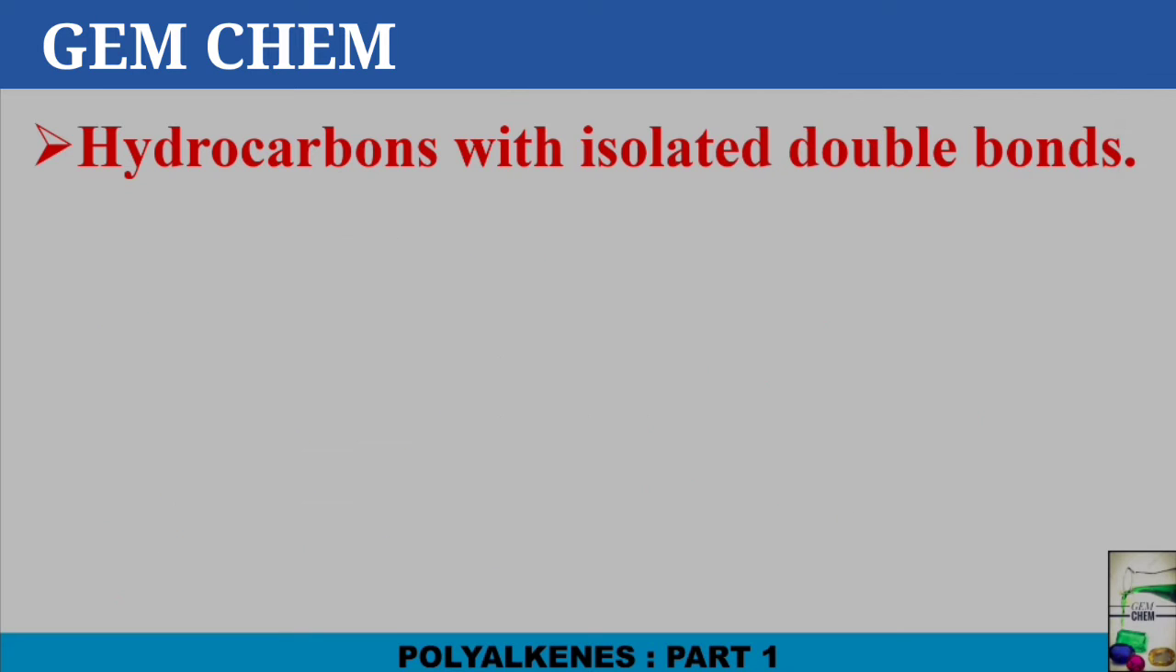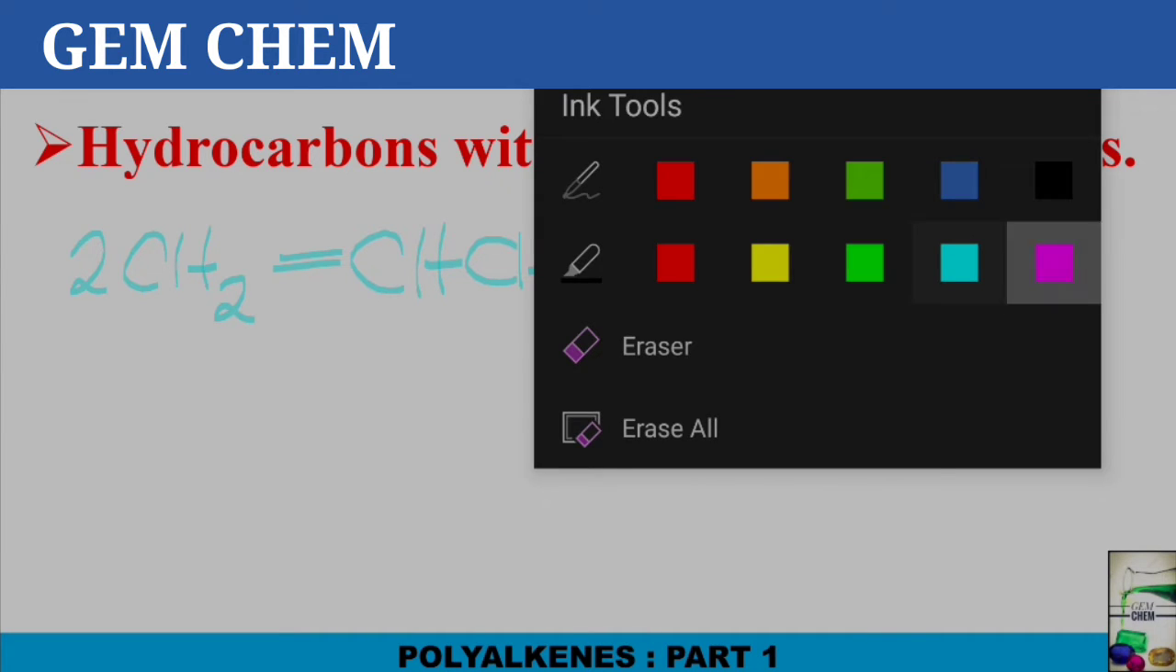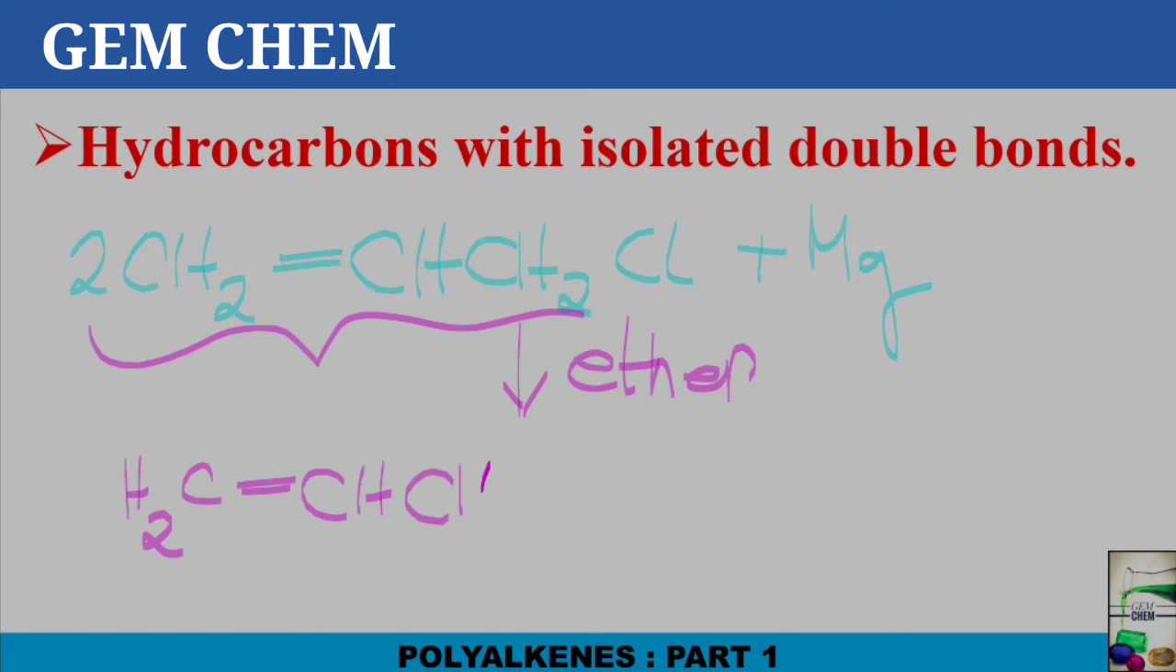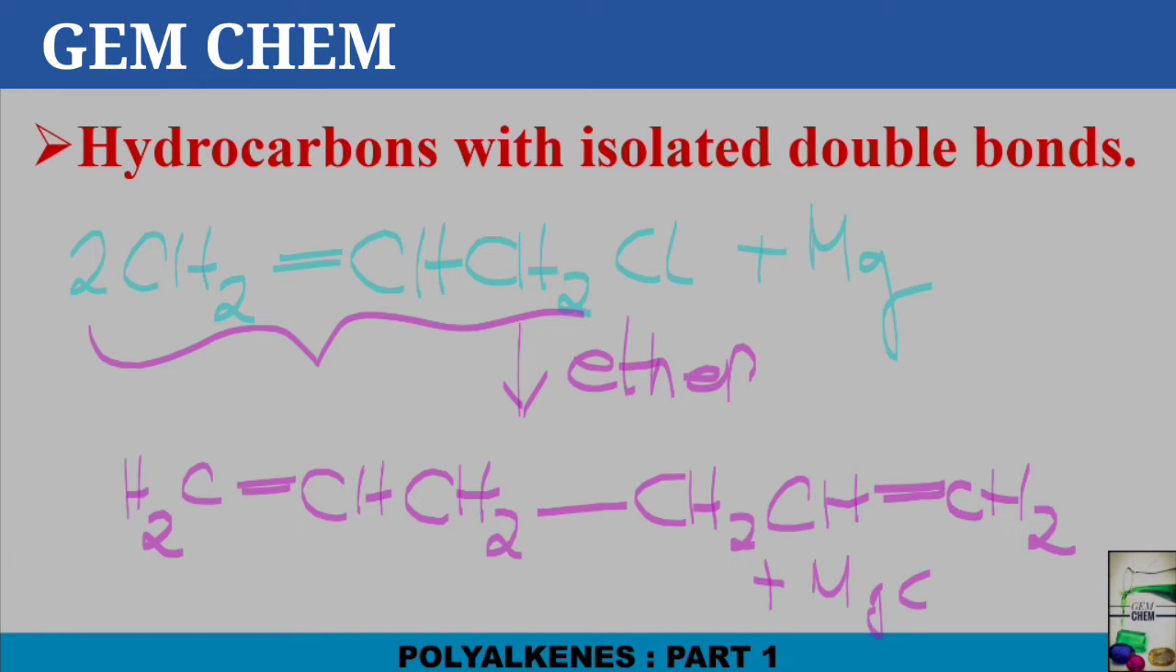Now if we start to write the synthesis method, how can it be done? If you take allyl chloride, that is this one, CH2=CH-CH2Cl, and you add magnesium to it, then in presence of ether, it is observed that 2 units of this fuse together and chlorine goes away. So we have CH2=CH-CH2, another unit joins together CH2-CH=CH2, and the byproduct is MgCl2. The magnesium comes from here and the 2 Cl comes from this side. This is the method for preparation of hydrocarbons with isolated double bonds.